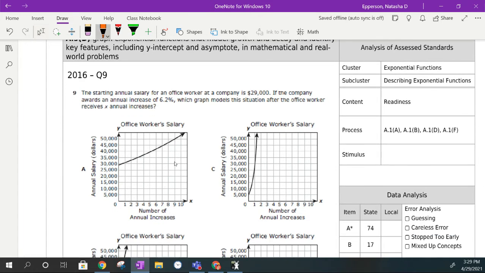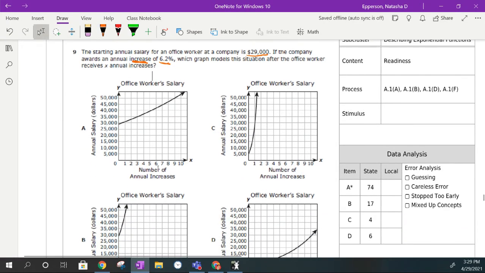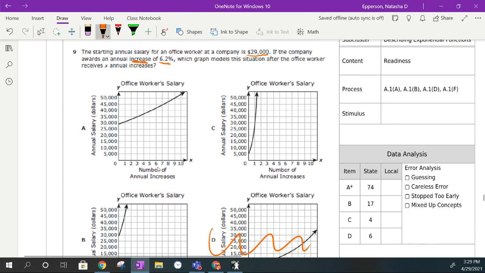Office worker at the company, annual salary is 29,000. If the company has an annual increase of 6.2%, which graph models this after the worker receives the annual increase? So D has an annual salary of 5, so that's going to be out. C also has 5, that's also out.